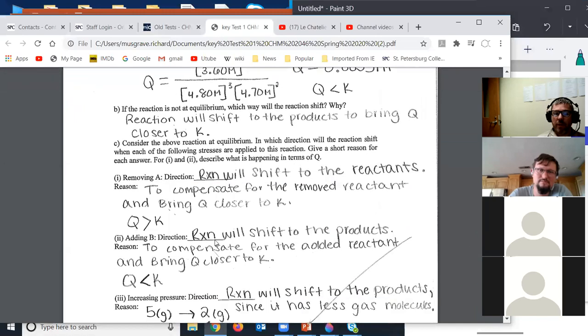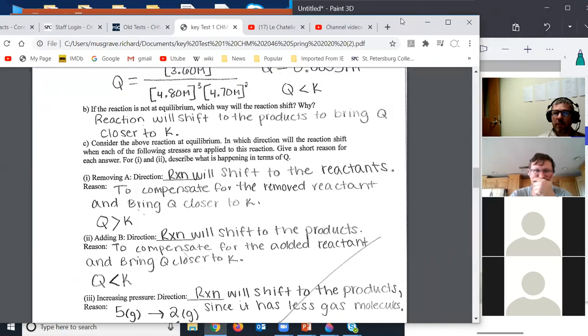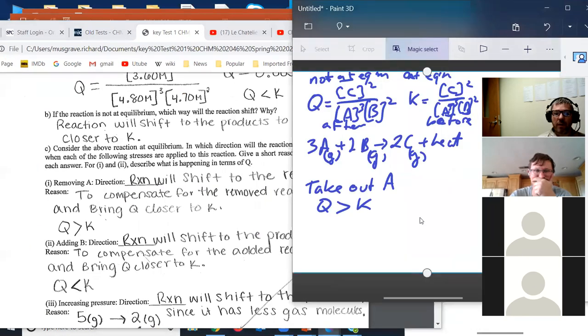Okay. B, adding B. Let's see what happens when we add B to this. The reaction will shift towards the products because when we add B, you can see what's going to happen is that adding B will make the Q value less than K because we're increasing the value of the bottom here. So Q would be less than K, which means that it will go towards the products.